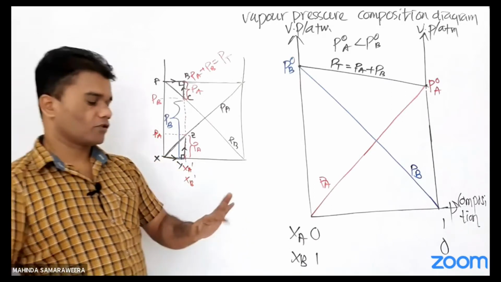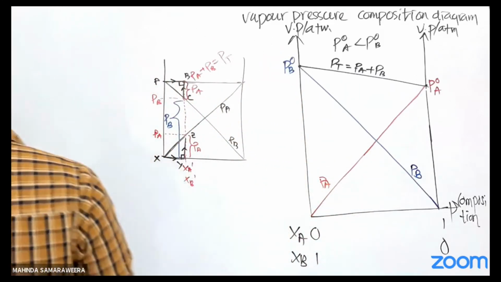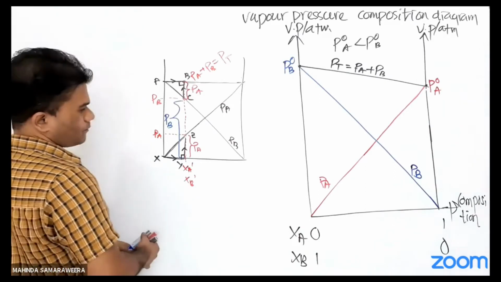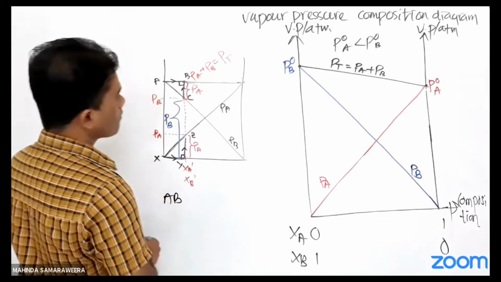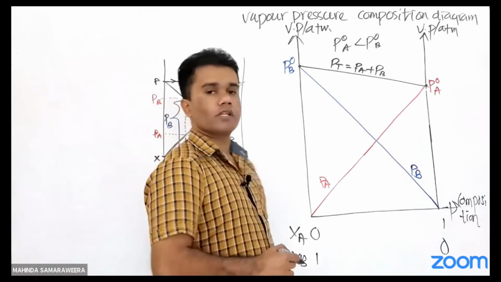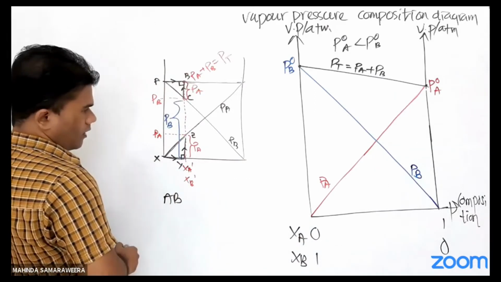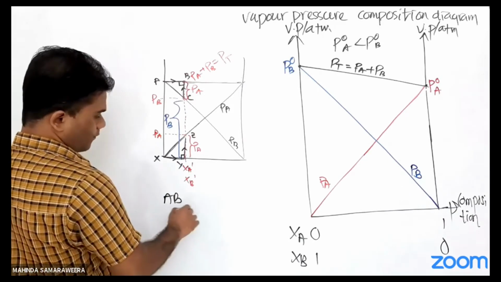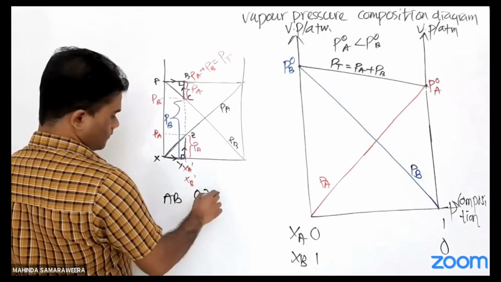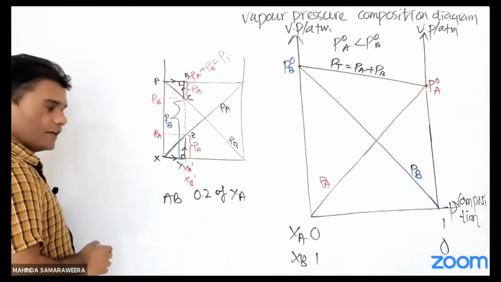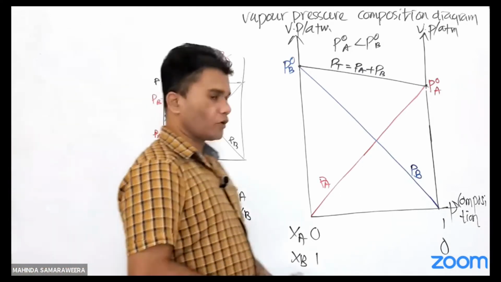Okay, let's write this simple question. An AB ideal solution contains 0.2 mole fraction of A, XA equals 0.2, and 0.8 mole fraction of B, XB equals 0.8.